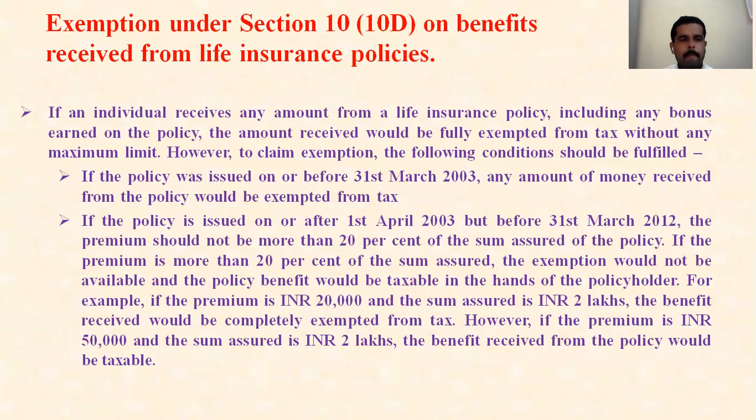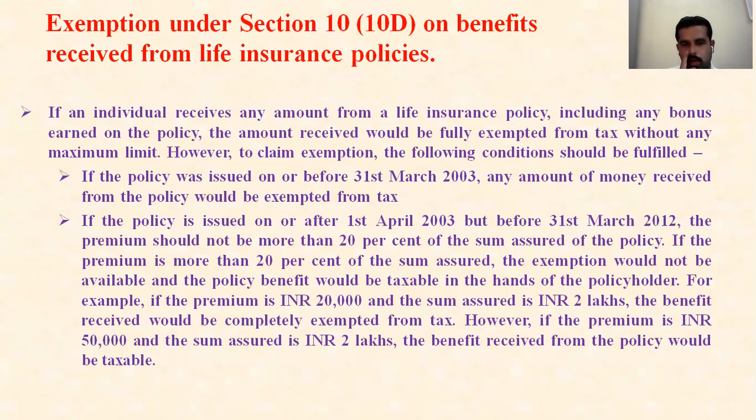For example, here, if the premium is rupees 20,000 and the sum assured is 2 lakhs, the benefit received would be completely exempted from tax. However, if the premium is Indian rupees 50,000 and the sum assured is 2 lakhs, the benefit received from the policy would be taxable here. Only 20%, below 20%.